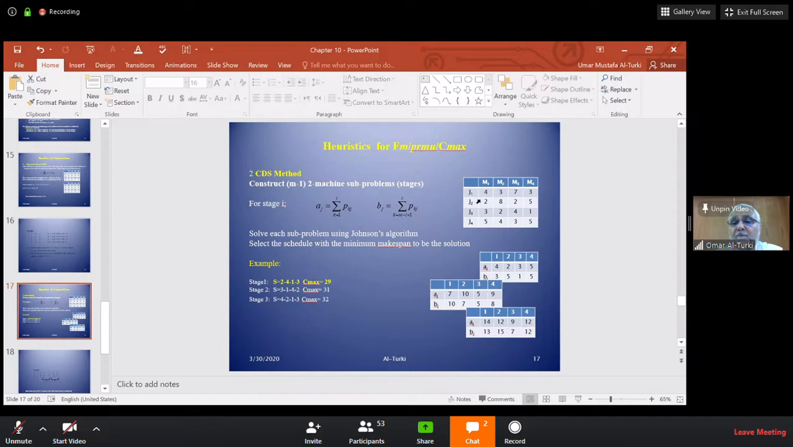Now, the last two machine problem is generated by summing up the first 3 to give you the first machine, and the last 3 to give you the second machine. Now, if you do that, you will have 4 plus 3 plus 7, that's 14. This is 14. 2 plus 8 plus 2, that's 12. This is 12.